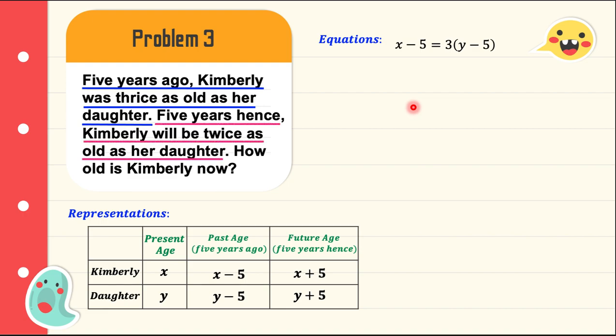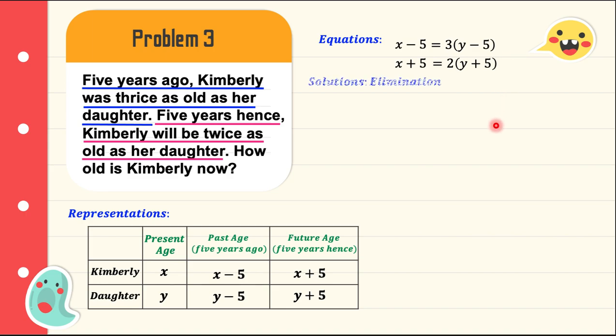And then for the second equation, we are going to use the second statement here. 5 years hence, so we have to look under the future age. Kimberly is x plus 5, will be, that is the equal sign, and then twice, so 2 times as old as her daughter, which is y plus 5. So 2 times the quantity y plus 5.